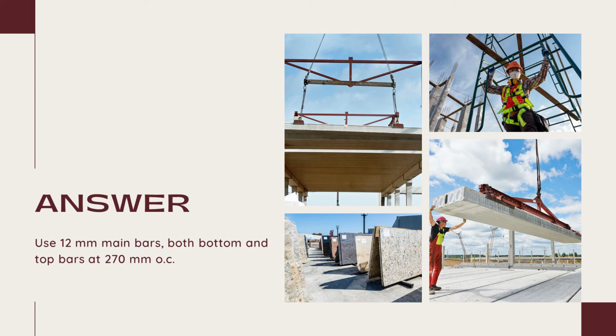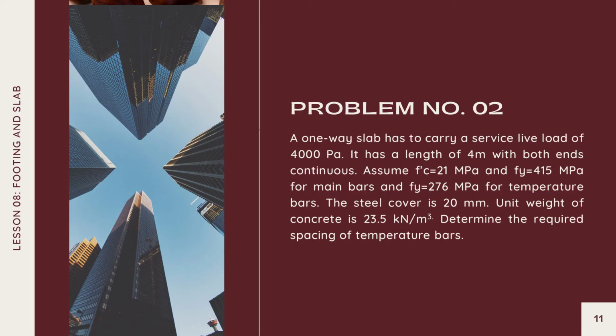Similar to problem number 1, a one-way slab has to carry a service live load of 4,000 Pascal. It has a length of 4 meters with both ends continuous. Assume that the compressive strength of concrete is 21 megapascal and the yield strength of steel is 415 megapascal for main bars and 276 megapascal for temperature bars. The steel cover is 20 mm and the unit weight of concrete is 23.5 kN per cubic meter. Determine the required spacing of temperature bars.